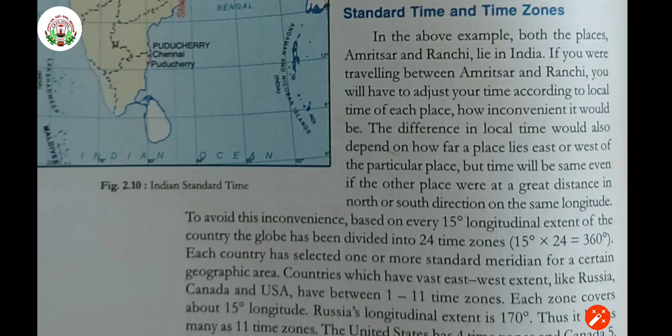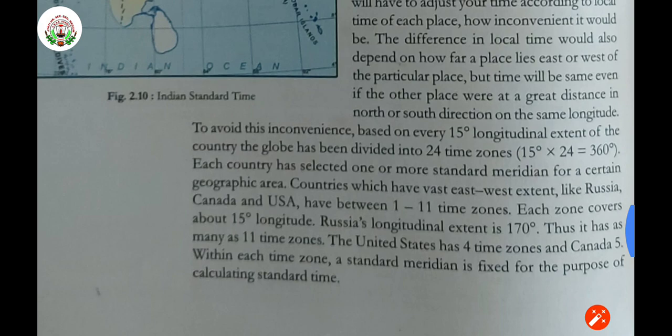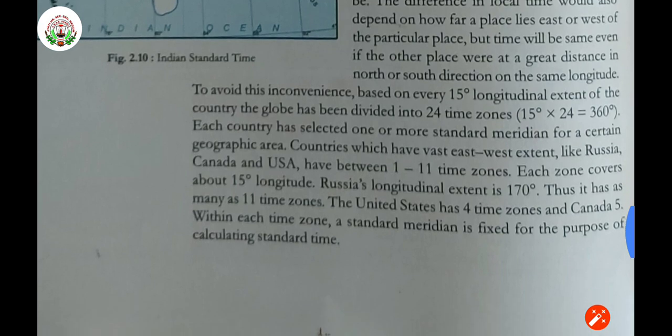But time will remain the same even if the other place were at a great distance in north or south direction on the same longitude. To avoid this inconvenience, based on every 15-degree longitudinal extent, the globe has been divided into 24 time zones. Okay, 15 degree into 24. We have calculated in that manner.